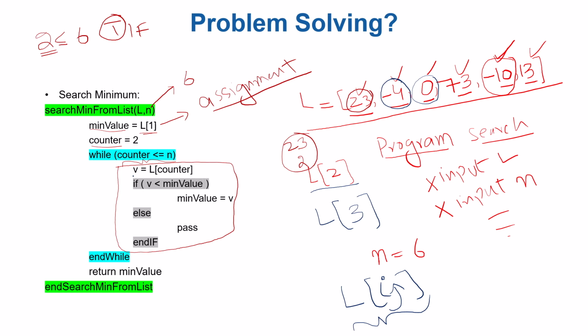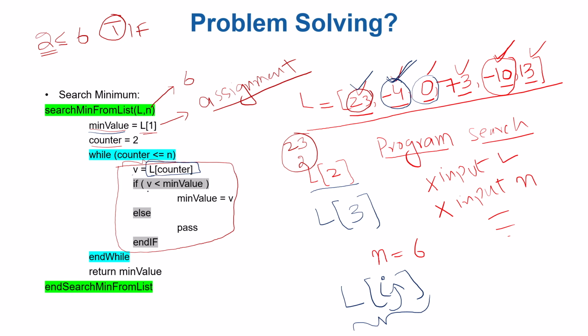Then we will pick a value at the index counter. Right now the counter has value 2. L of counter means pick the value at that index, because the counter has value 2, pick the second value, which is -4, and pick that value from the list. Copy or assign that value to a variable v. That's a new variable v, maybe needed somewhere. Previously the min value, which is a variable, was containing the very first value, which is 23. Now we have picked the second value from the list, which is -4.